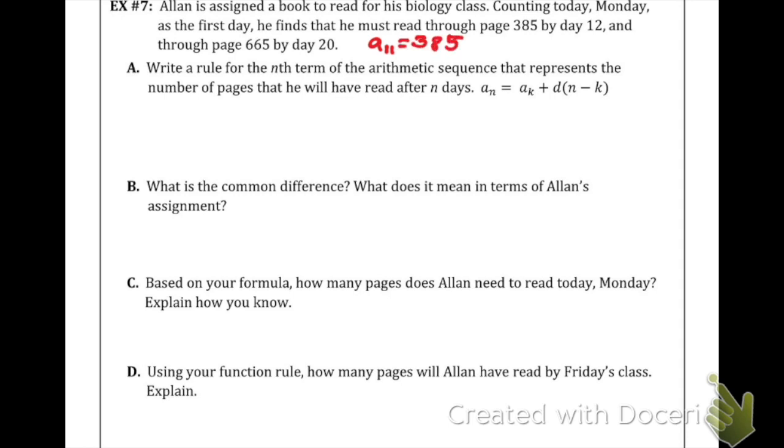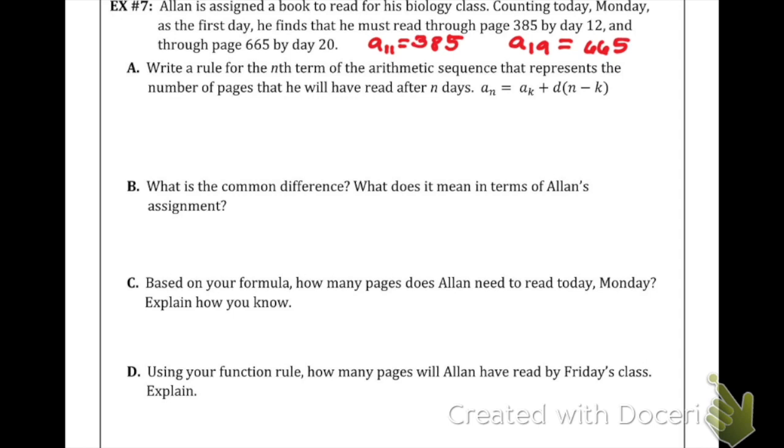We're going to be proactive, right? And then if he needs to have read 665 by day 20, then by day 19's end, he should have been at 665.